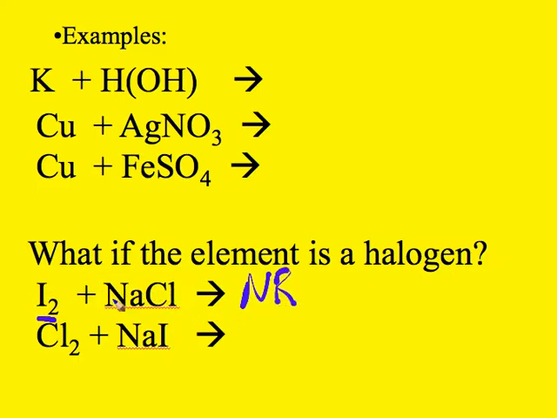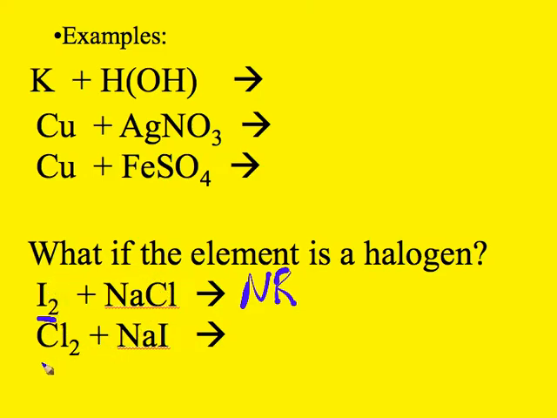So you're going to have to do some analyzing here and see, first of all, how do I know it's single displacement? I have an element and compound. Second of all, what's my element? Is it a metal or hydrogen? If it is, you're going to see if it would replace another metal or hydrogen in the compound. Now, it's a halogen. See if it would replace the other halogen.